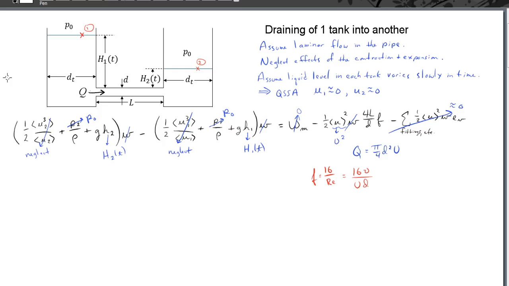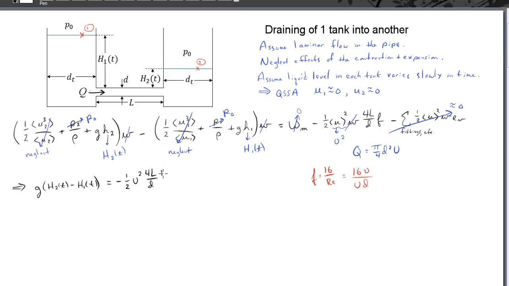So now we can write the simplified form of the mechanical energy equation. What we find is that we have g times capital H2 from the first term minus g times capital H1 from the second term. So we have that g times the difference in heights of the liquid levels in the tanks, H2 of t minus H1 of t, is equal to the friction factor term for flow in the pipe on the right hand side. So we get a minus 1/2 capital U squared, 4 times the pipe length L divided by the diameter, multiplied by f.